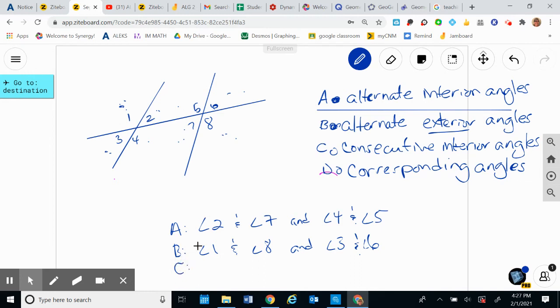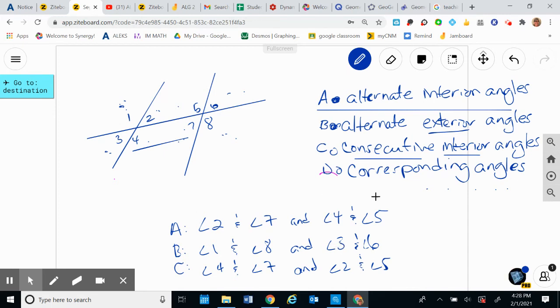C, consecutive interior. Consecutive. That means they are on the same side. They're on the same side in a row. Consecutive means like one after the other. Ding, ding, ding, the next one. So 4 and 7. See how they are right next to each other? That's consecutive interior. And angle 2 and angle 5.